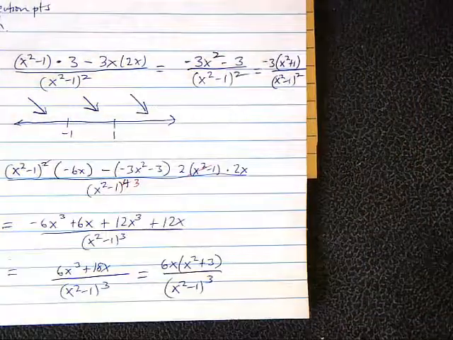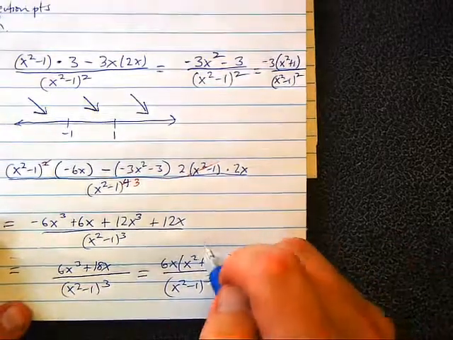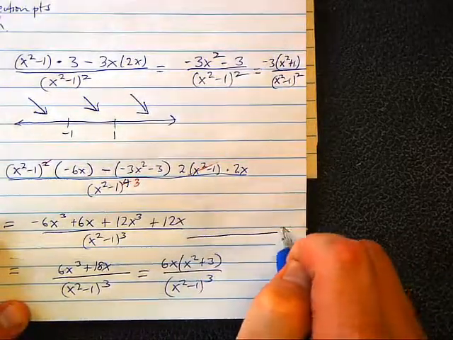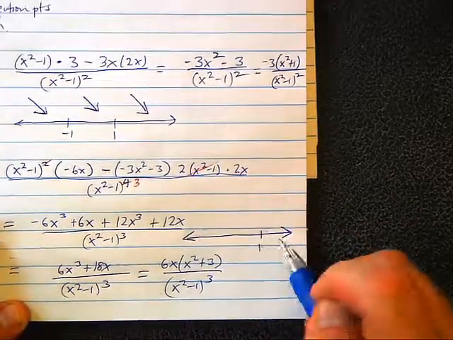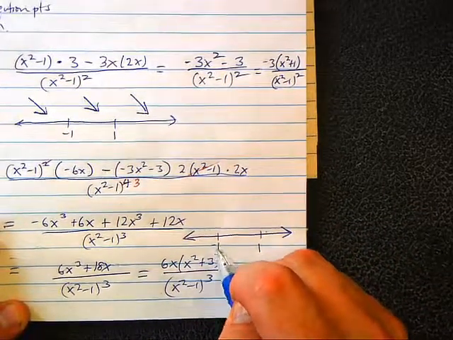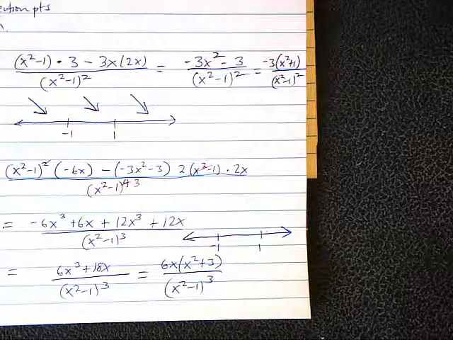So once you have that second derivative, you should draw your number line. I mark down the number 1. I mark down the number -1. Are there any other numbers I should mark down?